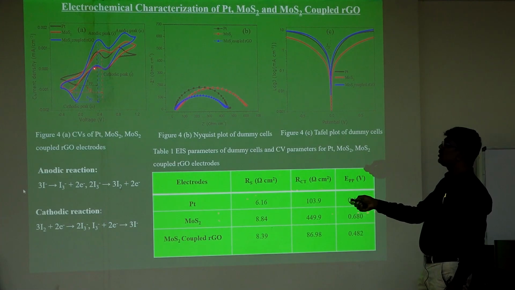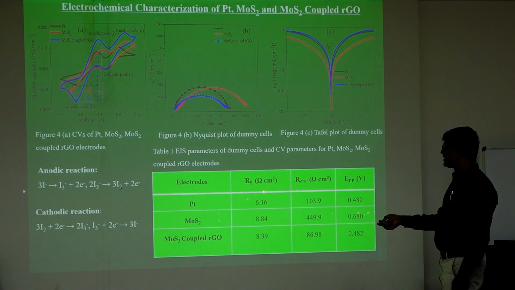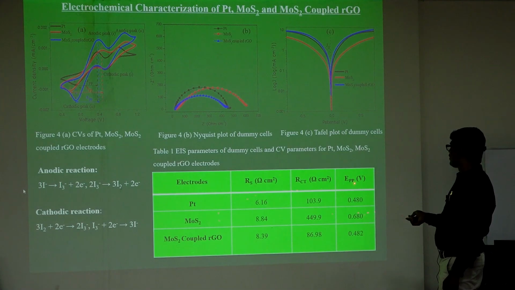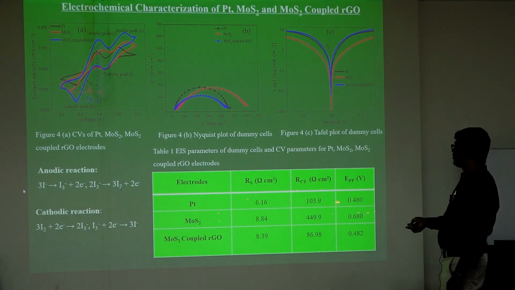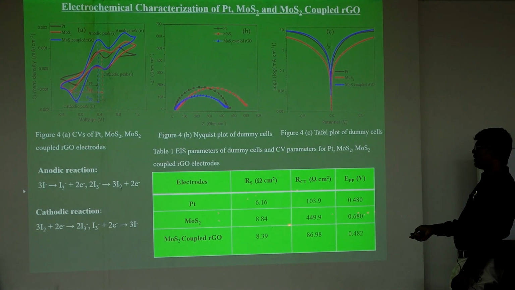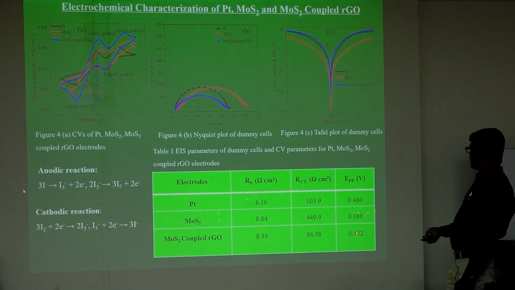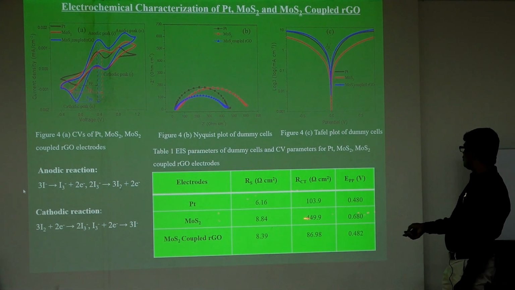So we do impedance and calculate the sheet resistance, the charge transfer resistance and the peak potentials, and they are almost the same. You can see platinum has 0.48 peak potential, molybdenum sulfide will be 0.68, and MoS2 with RGO will be 0.482. So these two will be nearby, 480 and 482. So we think these two may have better efficiency compared to MoS2.